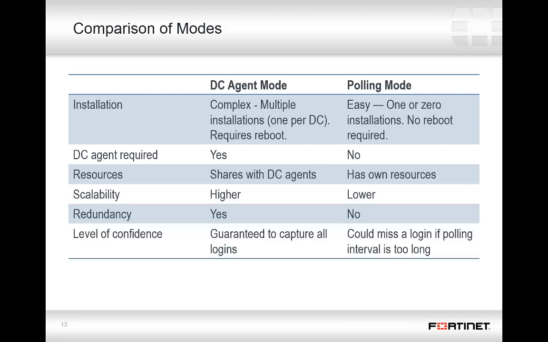And because the DC agent is hosted on the DC itself, all login events will be captured and recorded. In comparison, if you use polling, quick login and logoff events sometimes can be missed. If that happens, the user will need to authenticate more than once.